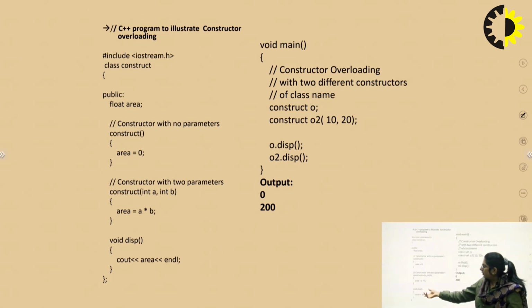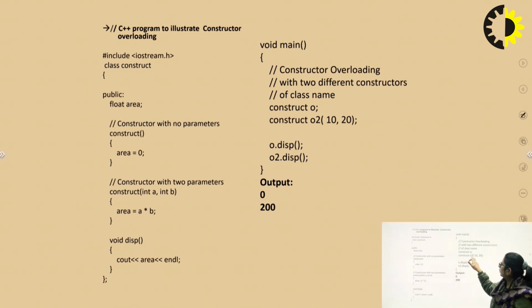This is a member function basically, which is used to display our result, right? Whatever the area gets calculated, we will display it here in the display function. Then your class gets terminated. In the main method, now we need to create the object of the class. Here I am creating two objects of the class. First is O and second is O2. Now how will the compiler know which constructor it needs to call? It depends upon the type of the argument. We haven't passed any argument, so this O will automatically call our default constructor with the 0 value.